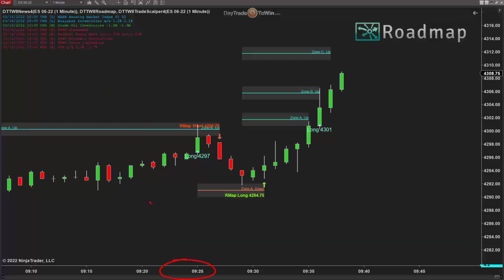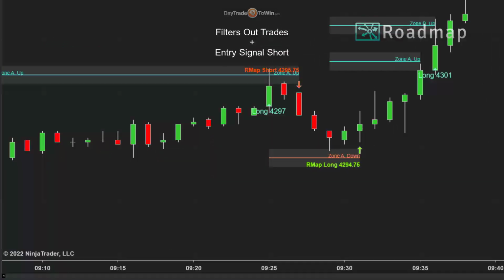So you're going to see right before the market opened at about 9:25 New York time, where it hit that shaded area and it gave a roadmap short, 42.95.75 to go short, and the market immediately reversed off that. So take, for example, a situation where your moving averages or whatever type of trading you're doing happens to say go long at that same moment. So in that case, it would filter out a trade.